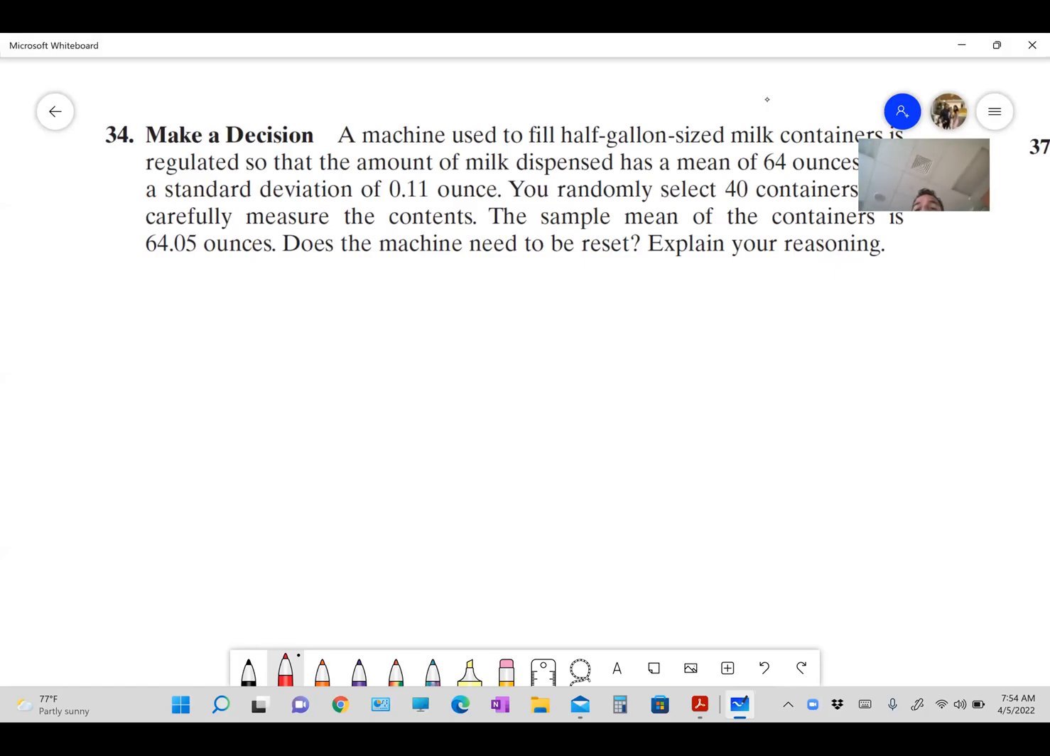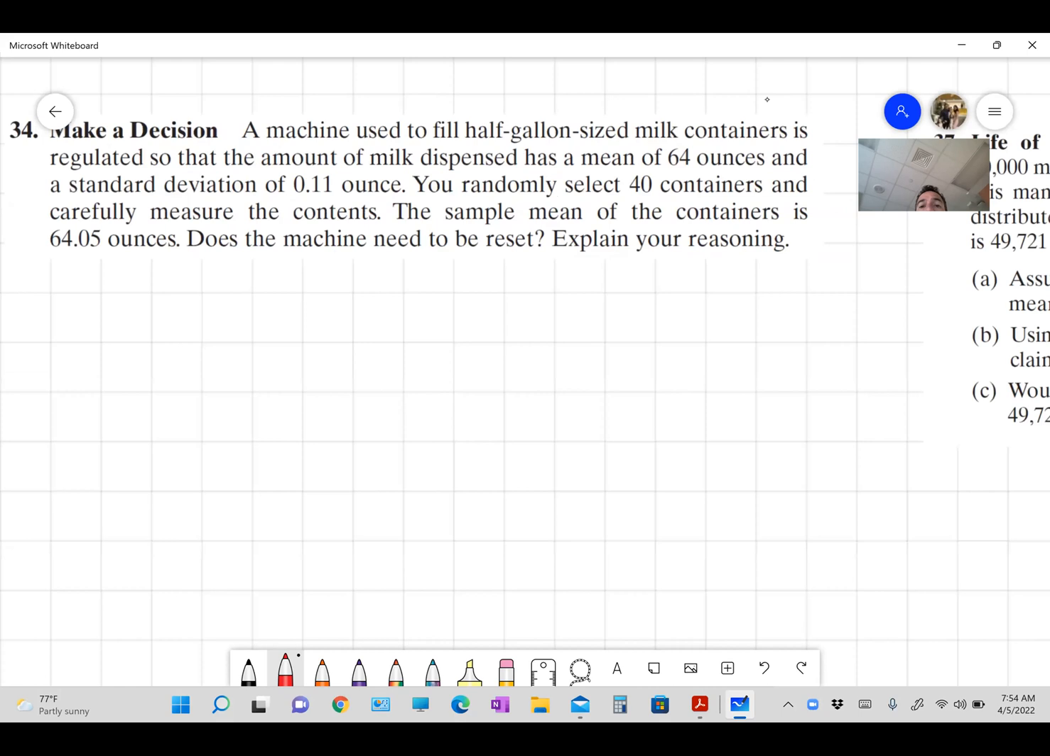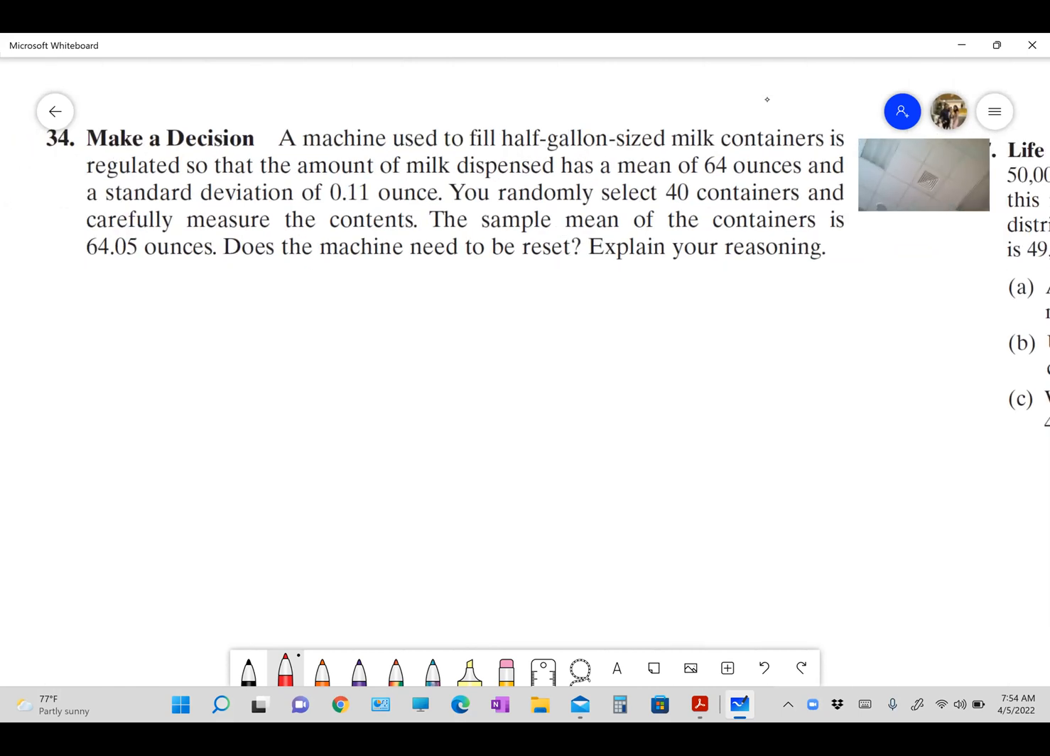A machine used to fill half-gallon size milk containers is regulated so the amount of milk dispensed has a mean of 64 ounces and a standard deviation of 0.11. So now we know the mean here is 64 with a standard deviation of 0.11.